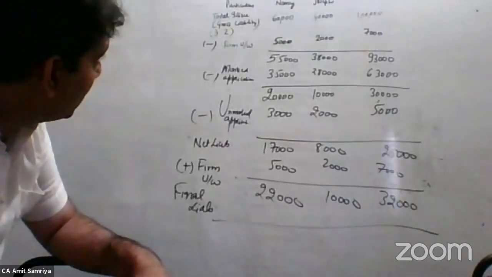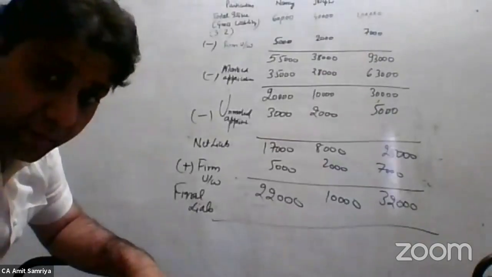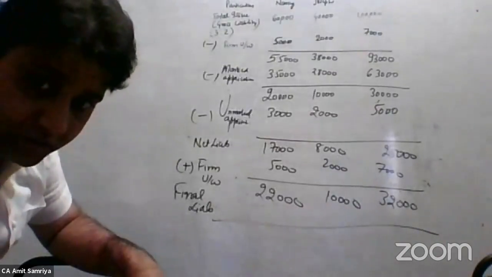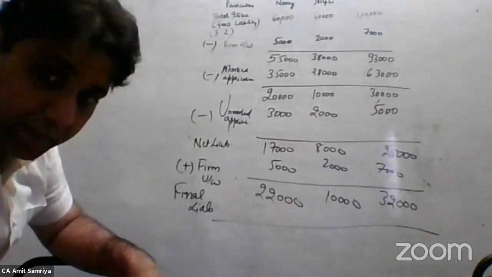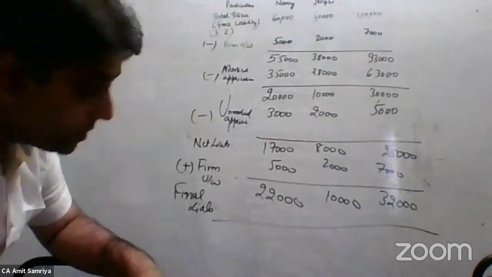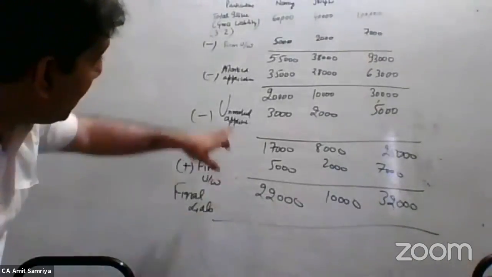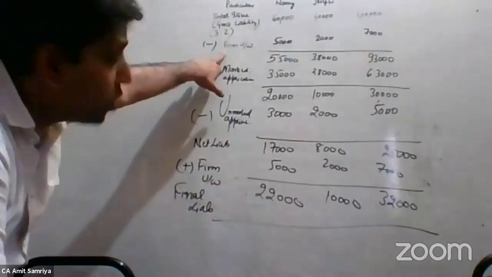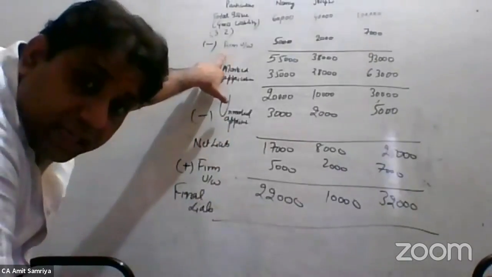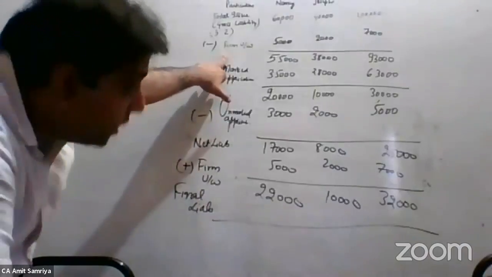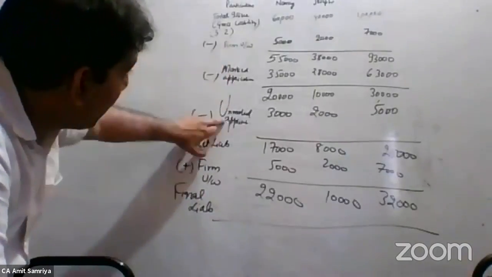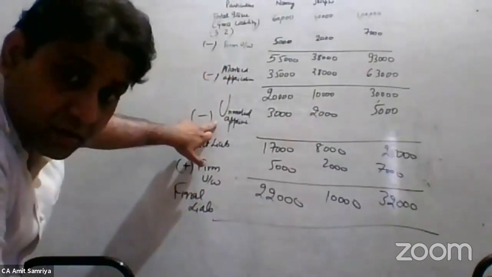So what is the format? Gross liability minus firm underwriting minus marked application minus unmarked applications. Net liability, add back firm underwriting, final liability. Sometimes firm underwriting is also deducted in the ratio. There is another method. So in that case, firm underwriting and unmarked applications have the same treatment.